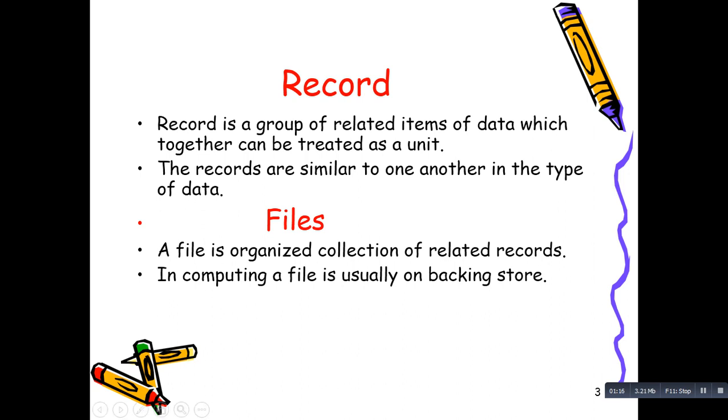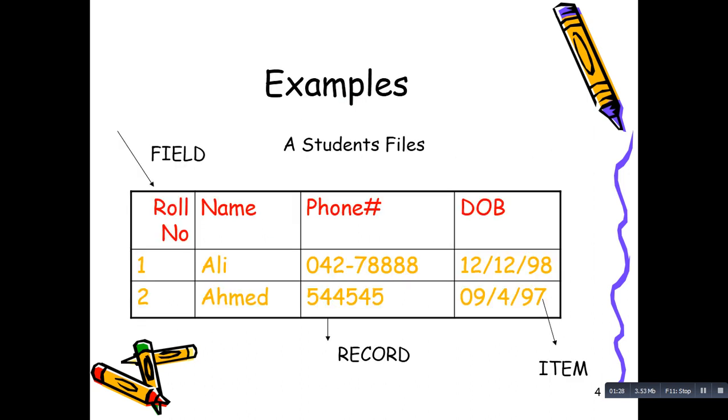Files. A file is an organized collection of related records. In computing, a file is usually on a backing store. An example of that is a student file. After that, I will perform it practically in the next chapter.